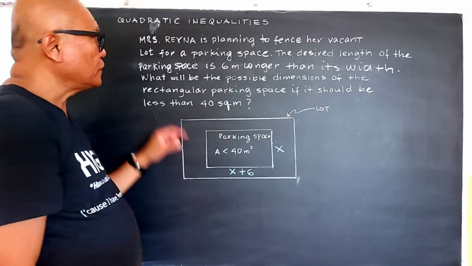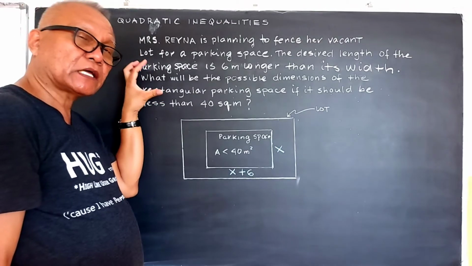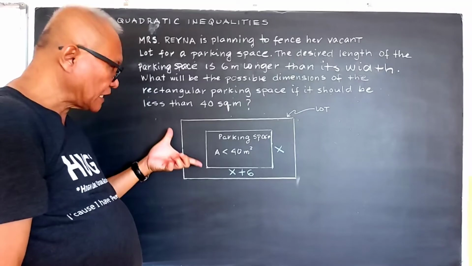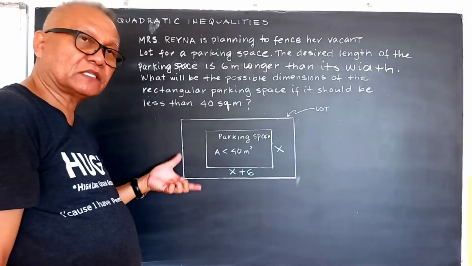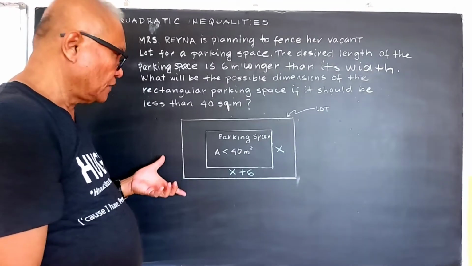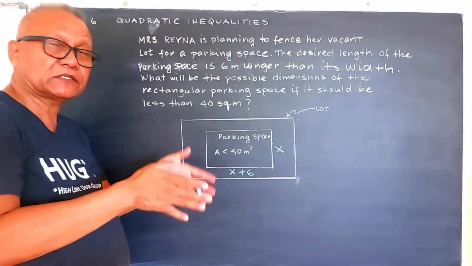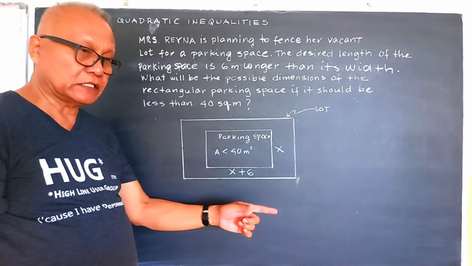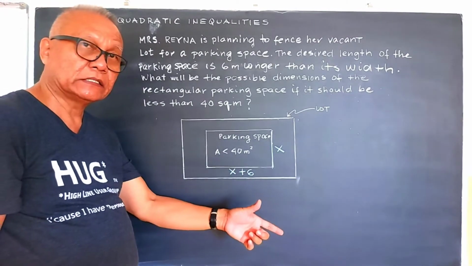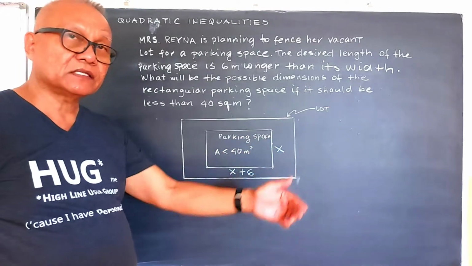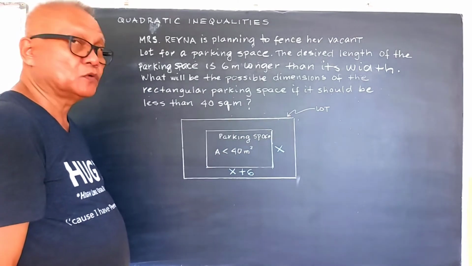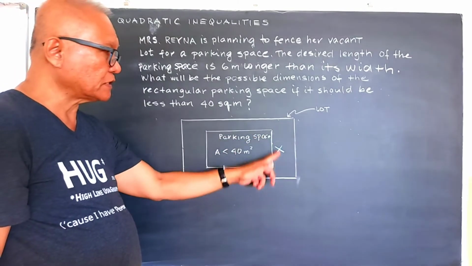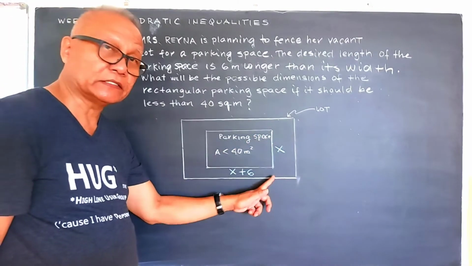So we have the steps. First, we read the problem twice, thrice. Next is to draw our diagram, visualize the given problem, and then represent it with x. So what is the x there? Is it the length or the width? Whatever is at the end of the sentence will be our unknown x. And now in our rectangle here, we know that this one is the length and this one is the width.